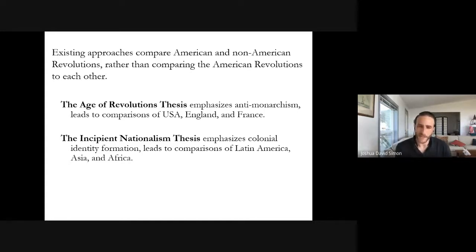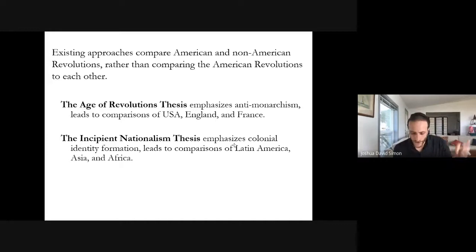So as I said, the dominance of these two frameworks has led scholars away from comparing the American independence movements to each other. But this isn't their only defect. Both also fail to explain important features of these movements' political thought, and both lead us to problematic conceptions of the societies that these movements produced.